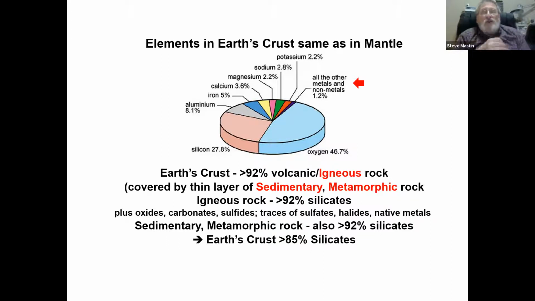In any event, the Earth's crust is more than 92% volcanic, igneous rock. And you can see in red the three categories of rocks that you learned about probably in grade school: igneous, sedimentary, and metamorphic. The point of the last couple of lines is all of those types of rock are very, very rich in silicates, much more than 92%, with a couple of traces of a bunch of other things. And so as a result, the Earth's crust is more than 85% silicates. Why is that?